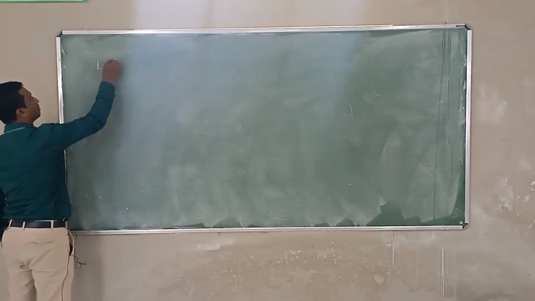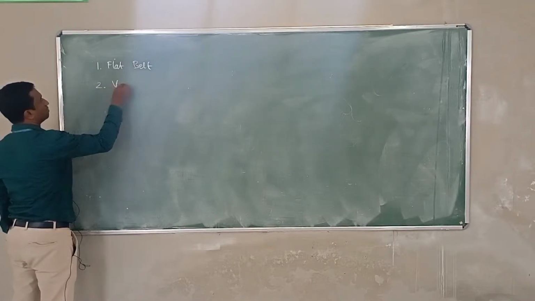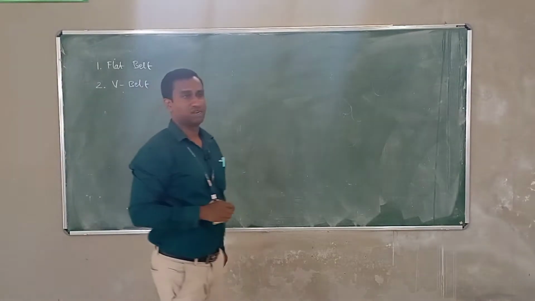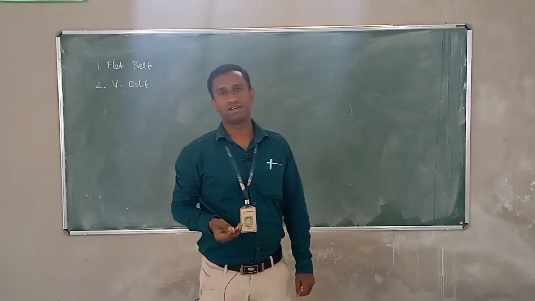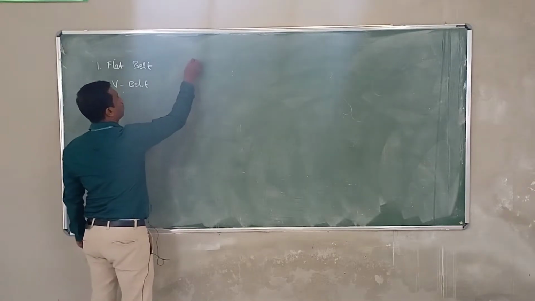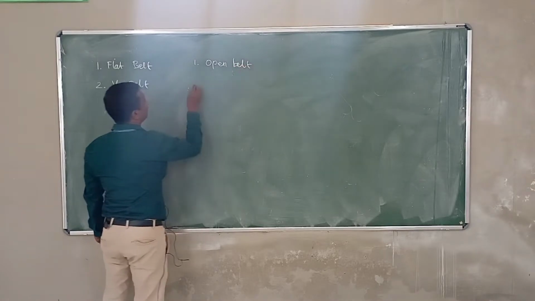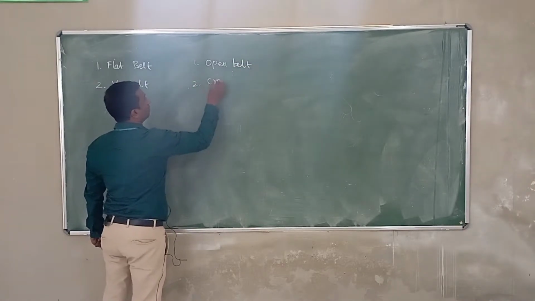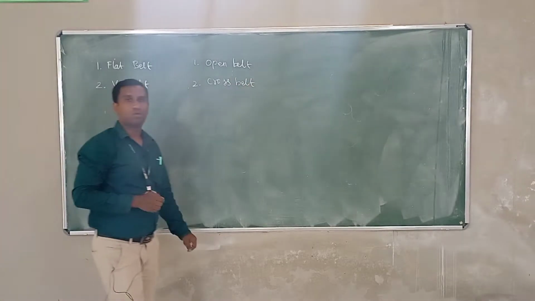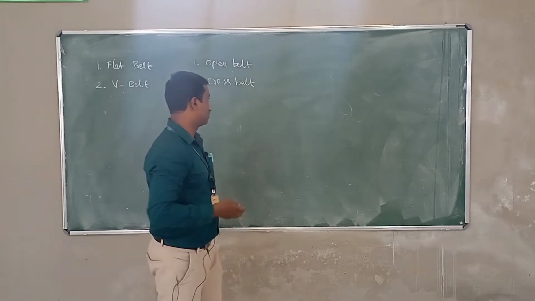In belt drives, we know that there are two types of belt drives: one is the flat belt, another one is the V belt, right? In both the V belt and the flat belt, according to the physical design aspects, we are dividing into the first case, open belt, and the second case, cross belt.